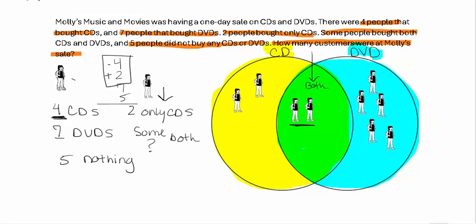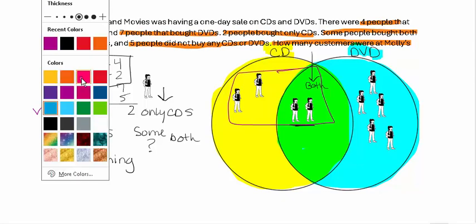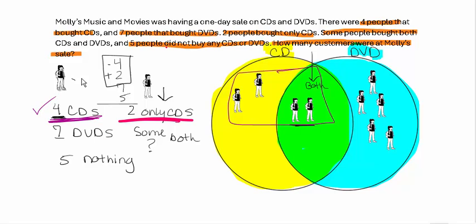So 4 people bought CDs. So in this CD circle, in that yellow circle, all together, we have 4. We have 4 people. So that one looks like yes. Do we have 2 people only for the CDs? CDs only. Yep.